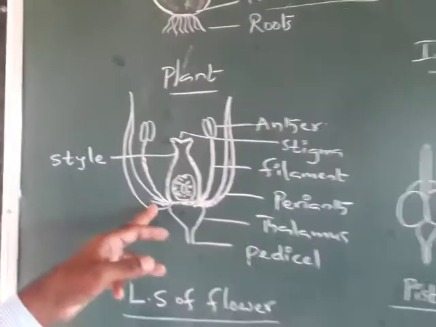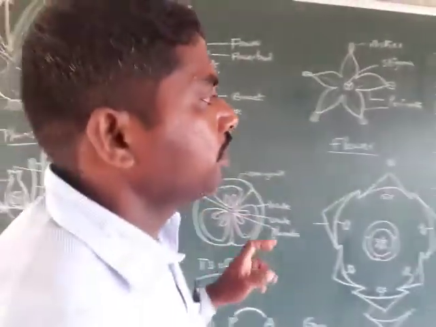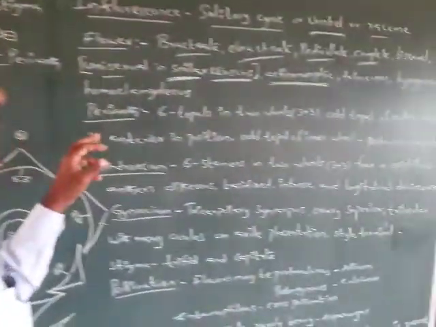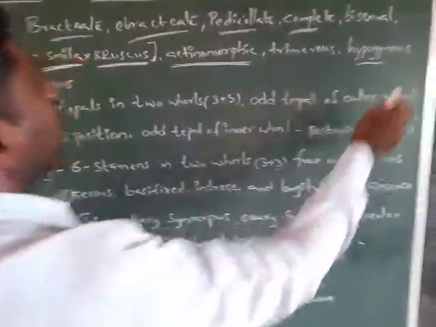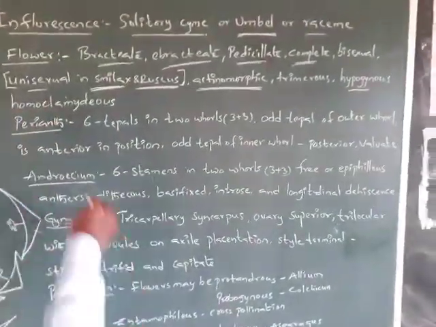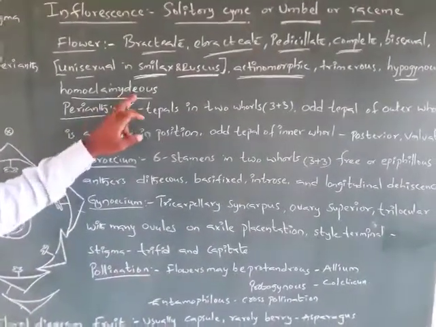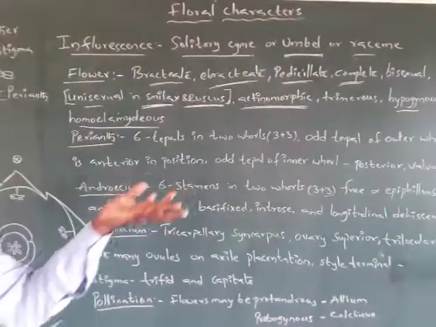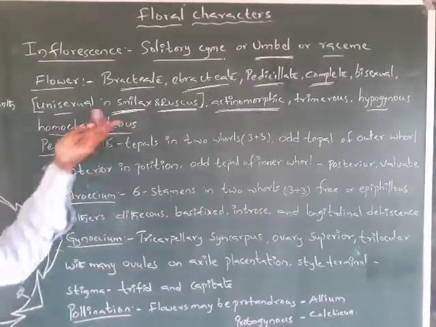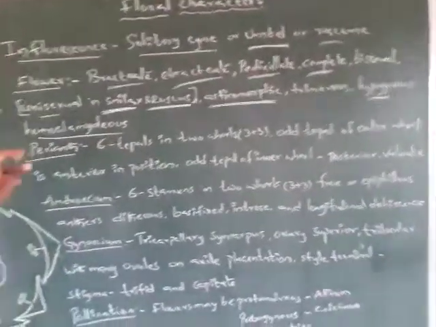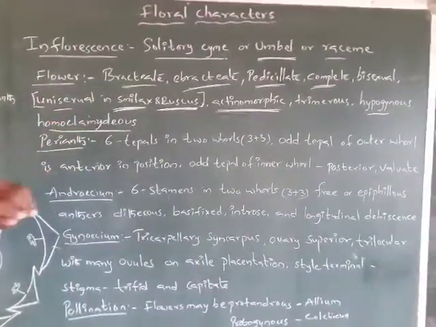So it is called a hypogynous flower. And here the flower is homoclamydeous, which means the perianth is there. The sepals and petals are alike and form the perianth. So here the flower is homoclamydeous.